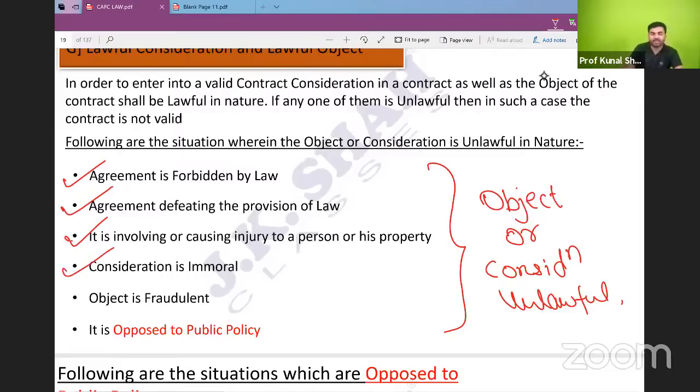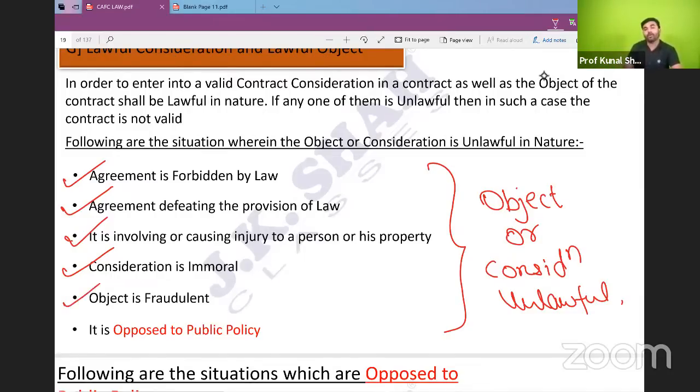Next, consideration is immoral in nature. Yes, we have already done this in consideration. Consideration should not be immoral. Consideration should not be opposed to public policy. Consideration should not be unlawful in nature. So whenever consideration is immoral in nature, it is considered unlawful consideration. Sorry to say, there cannot be a valid contract.